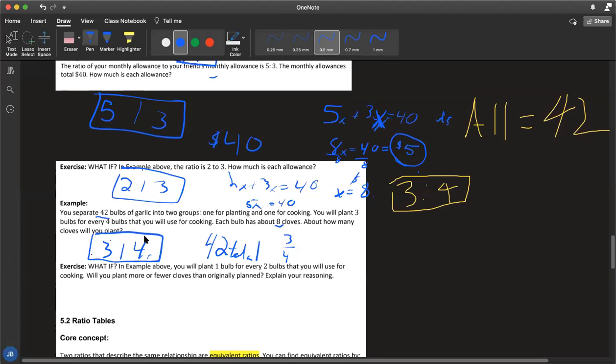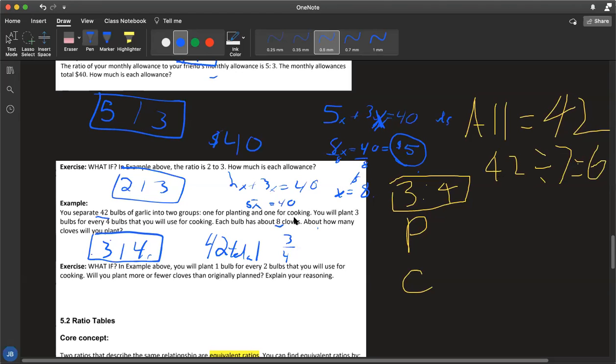Brian, did you have another solution or another way? I also wanted to solve this too. Okay, why don't you help Alina out? What did you do here? Talk us through it. What I did was 3 plus 4 equals 7, and 7 times 6 equals 42. So first we have to focus on the planting side. So 3 times 6 equals 18. Each bulb has about 8 cloves. So 18 times 8 equals 144. Did you get that, Alina?